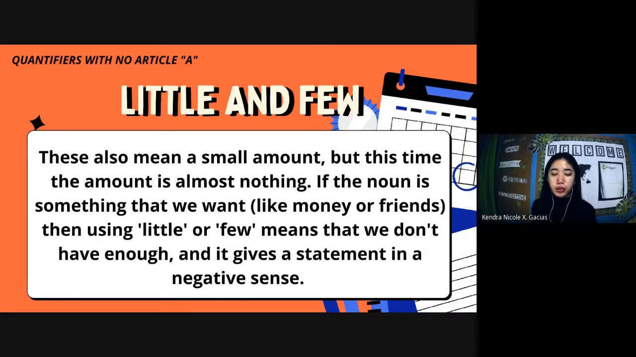Okay, very good. So please take note of using the quantifiers little and few. If the noun is something that we want, like money or friends, things that we love, and we use it with little or few, it means that we do not have enough. So then it gives a statement in a negative sense. Let's try to look at these examples.